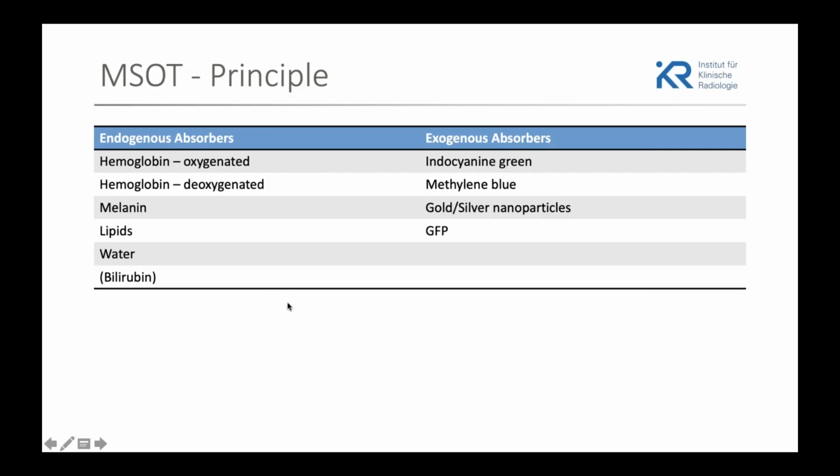So on this left side here of the table, you don't need any contrast agent to assess these parameters. Of course, there are some exogenous absorbers which you can also bring into the patient, which has been done for other applications, like using indocyanine green (ICG), methylene blue, or gold or silver nanoparticles. Gold and silver nanoparticles in MSOT are more used in the preclinical setting, but indocyanine green and methylene blue have been used in patients for other imaging modalities, and are also starting up with optoacoustic imaging.